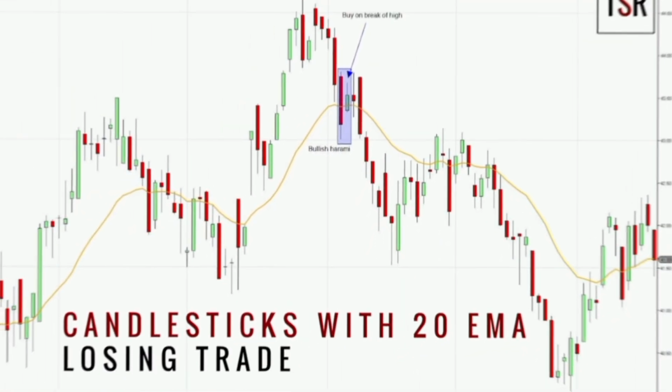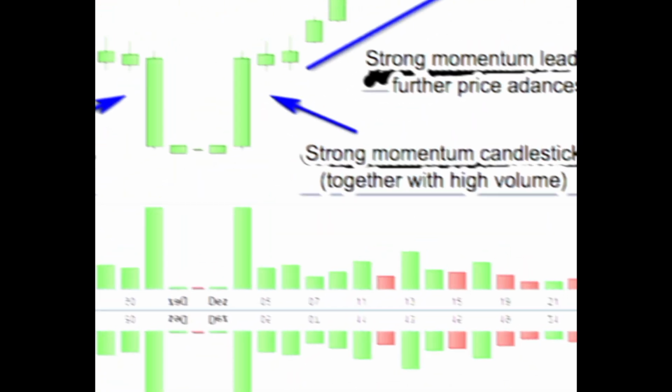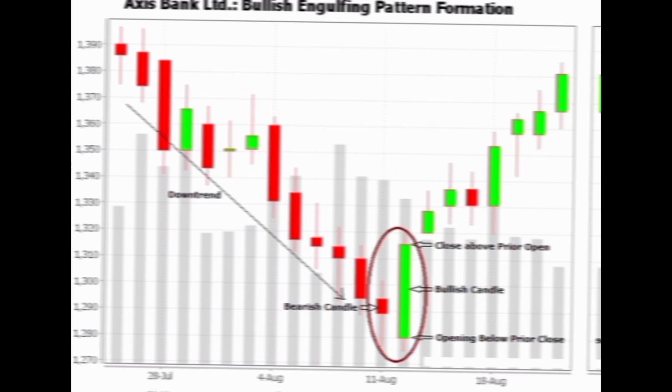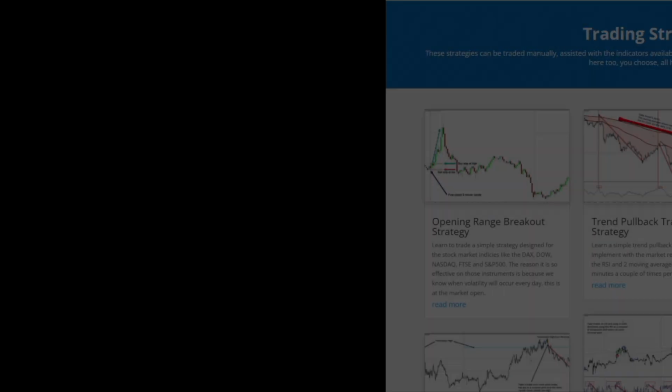Section 1. Explaining candlestick patterns. So what exactly are candlestick patterns? Simply put, they are sequences of consecutive bullish or bearish candles that indicate strong momentum. A streak of green or red candles can signal that a trend is likely to continue, giving you the opportunity to jump in and profit.